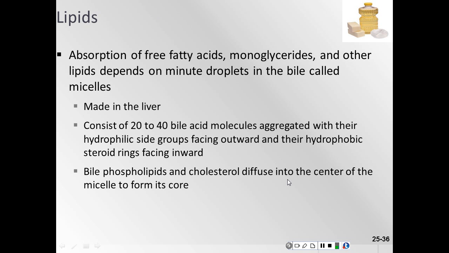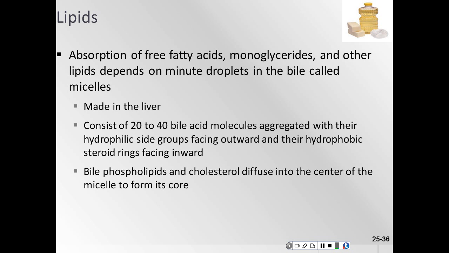Now absorption of fatty acids, monoglycerides, and other lipids depends on minute droplets in the bile called micelles. These micelles consist of 20 to 40 bile acid molecules aggregated with hydrophilic side groups facing outward, and the hydrophobic steroid rings are going to face inward. Now the bile salts, the bile phospholipids, and the cholesterol diffuse into the center of the micelle to form its core.